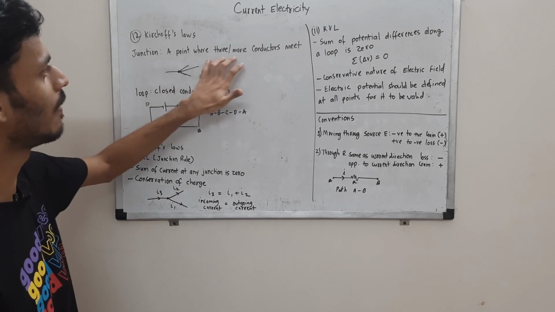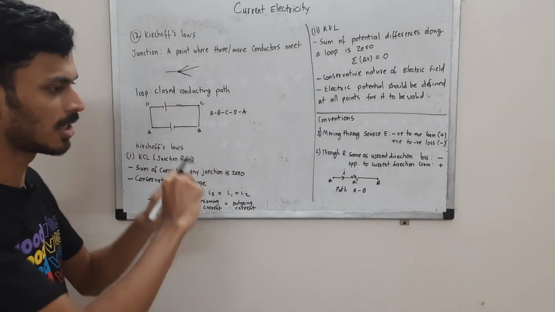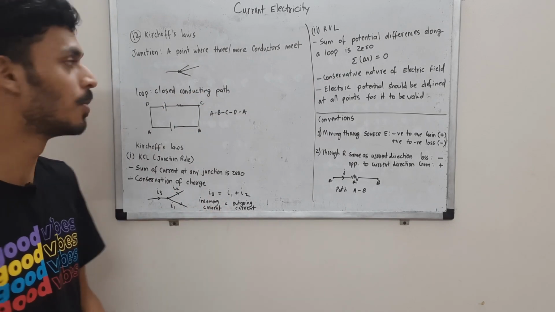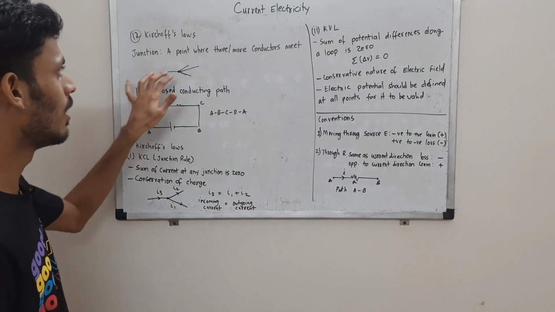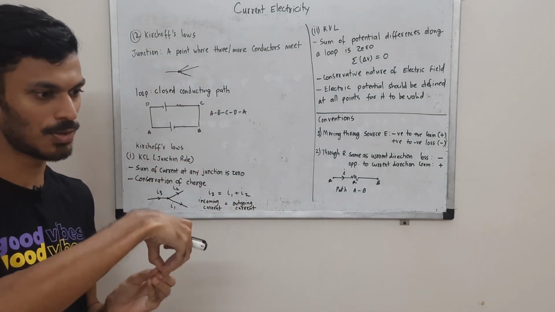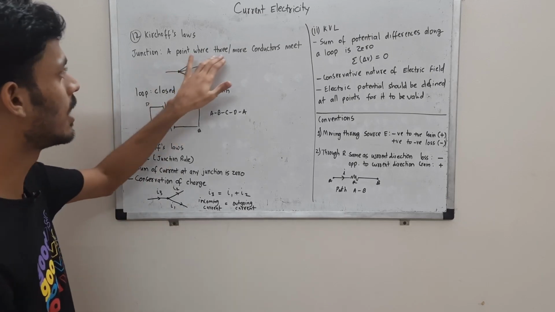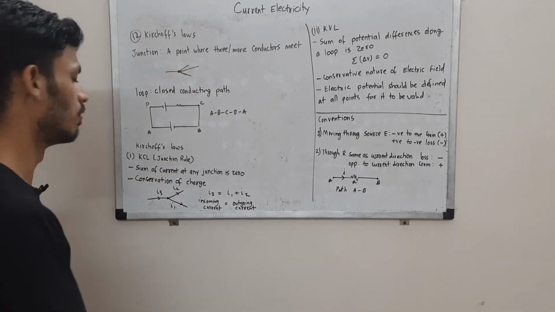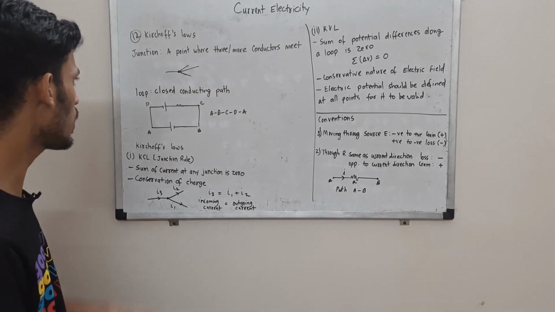So a junction is a point where 3 or more conductors meet. You have wires, and a junction is a point where you can assume a crossroad. So 3 or more wires are meeting at that point. It's a crossroad basically. So you should have at least 3 or more for a point to be a junction.